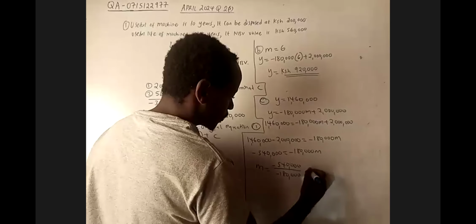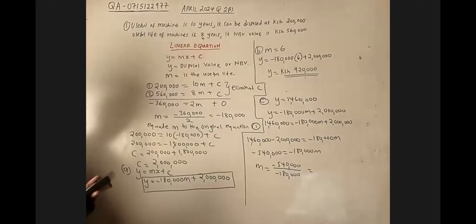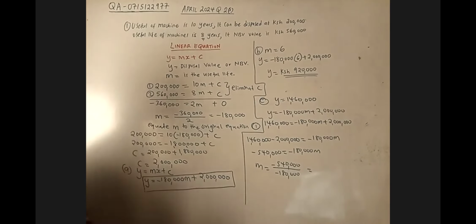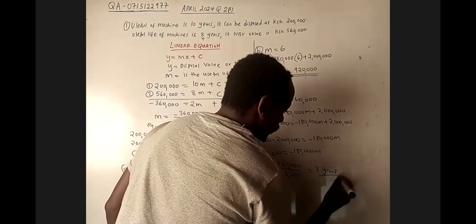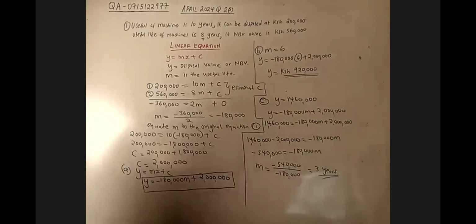How many years? Divide by minus 180,000. So this is 3 years. The useful life is 3 years.